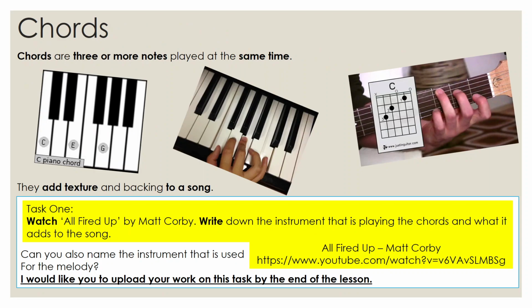So, chords. Chords are 3 or more notes played at the same time. So you can see from the pictures here, when you play a number of notes at the same time, you are playing a chord. So for example, on a piano, if you play with the picture on the left here, if you play C, E, and G, and you play all 3 of those notes at the same time, you are playing a chord. We call that a C chord. So chords, 3 or more notes played at the same time.